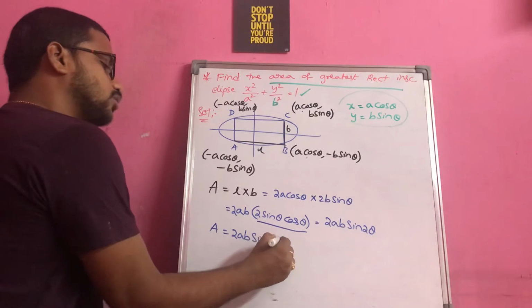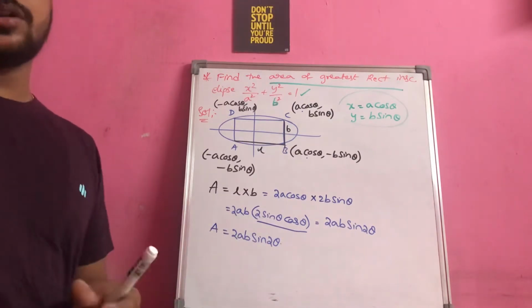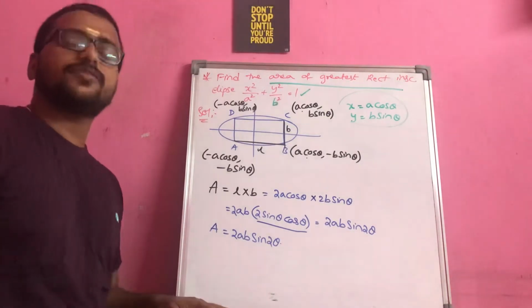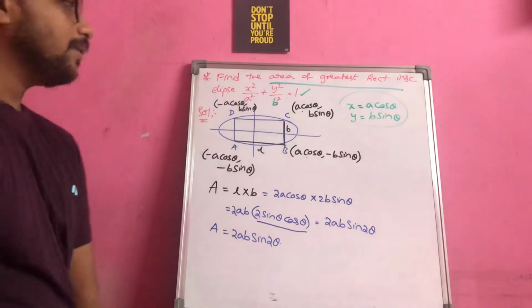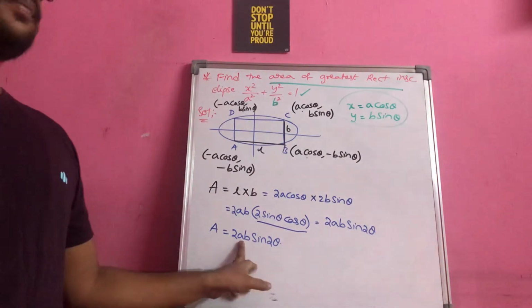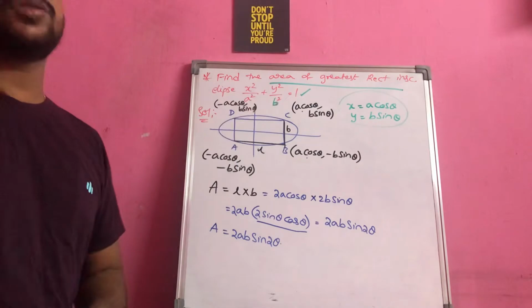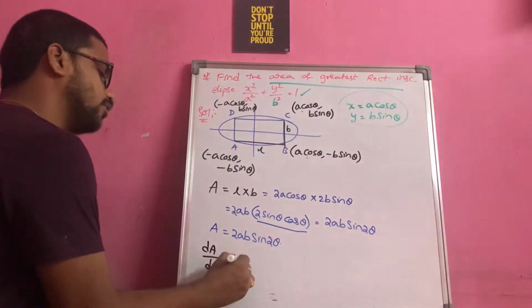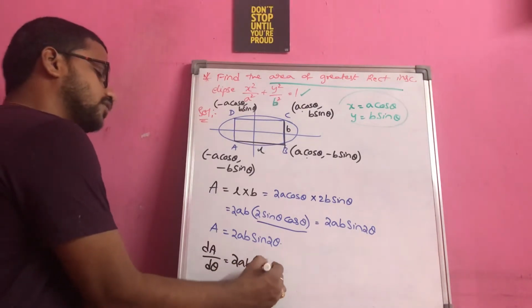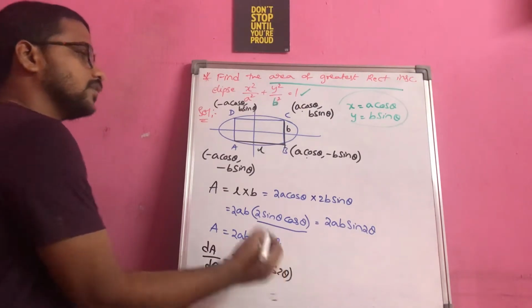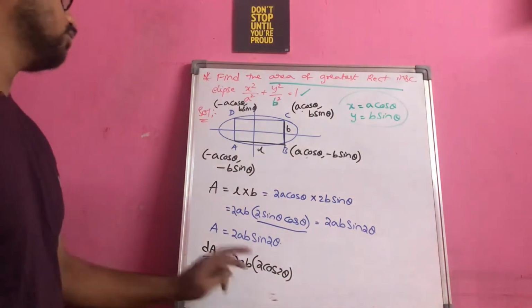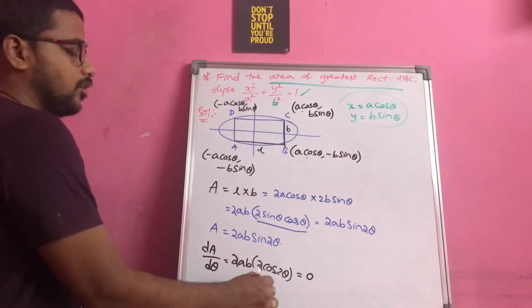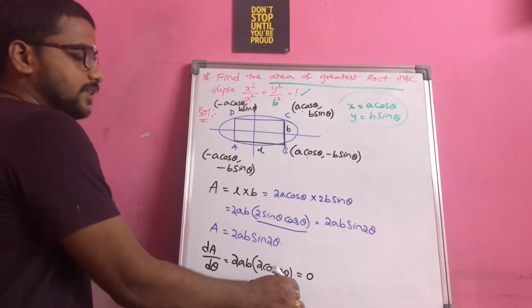Now our task is to find the first order differentiation, right? So it is very clear that I have to apply differentiation with respect to theta. Why? Because a and b are constants, as they mentioned in the question. So if I apply differentiation with respect to theta, I will be getting 2ab. Sin 2 theta differentiation will become 2 cos 2 theta. After this, what we have to do? We have to equate this to 0 to get the value of theta. That means I will be getting cos 2 theta is equal to 0.